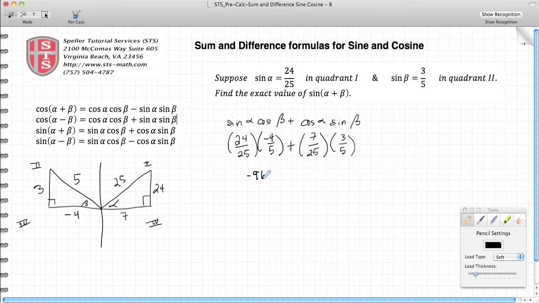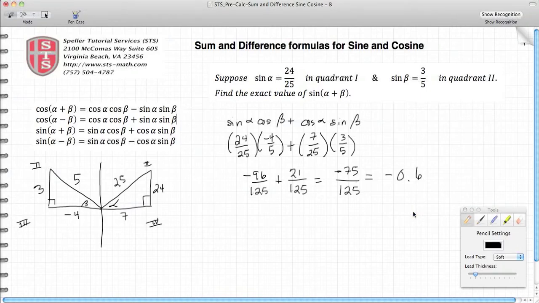Now as we continue to evaluate, we multiply our numerators and then our denominators. Multiplying the numerators here, I get a -96 over 125. Multiplying the numerators here, 7 times 3 is 21 over 125. I already have common denominators, so I can evaluate my numerators. -96 plus 21 gives me a -75 over 125, and if I simplify that, that comes down to -0.6.